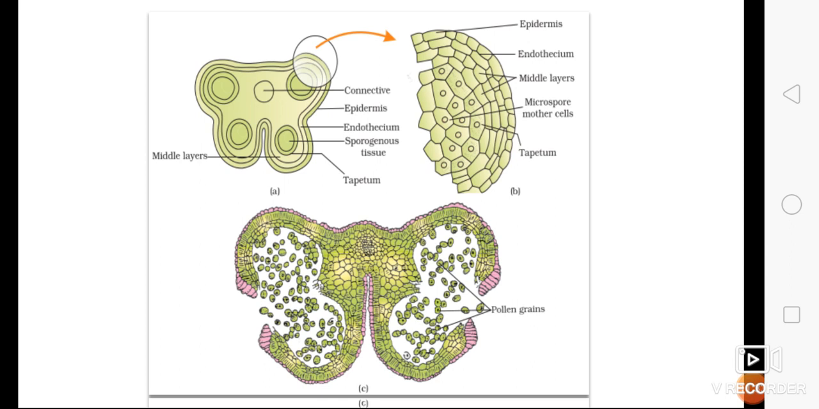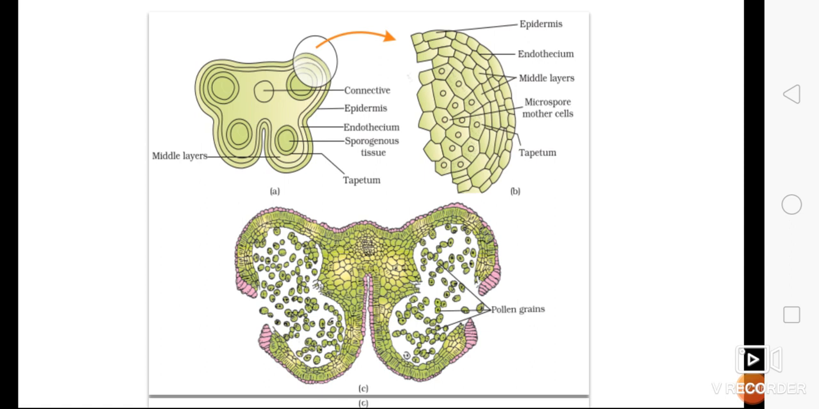Microsporogenesis is the process of formation of microspores. We have to give a name for these young cells undergoing meiosis to produce microspores. Actually, these cells are the parents of microspores, the mother of microspores. So these cells are known as microspore mother cell, and also the pollen mother cell.